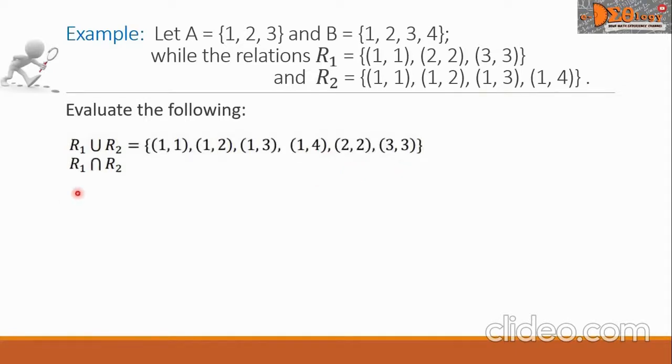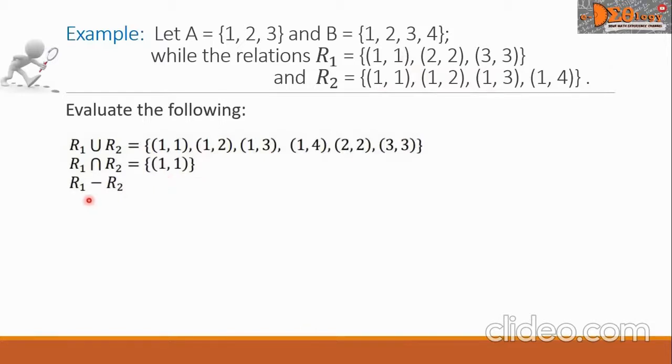Next, R sub 1 intersect R sub 2. We're going to write the common ordered pairs of the two relations. And there is only one ordered pair, which is (1, 1). So we write it here.